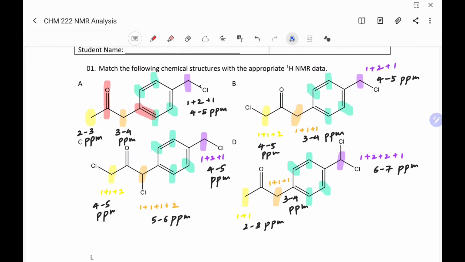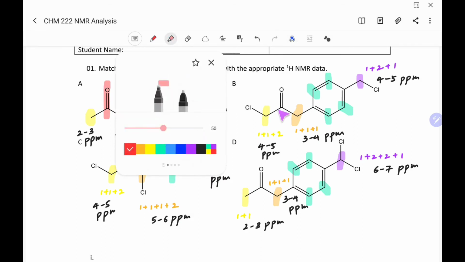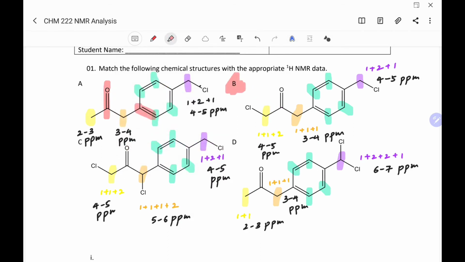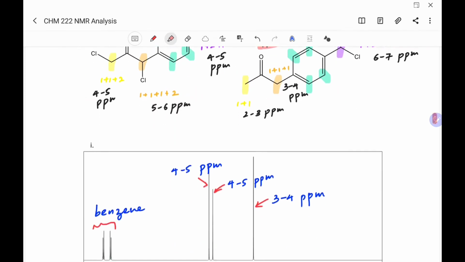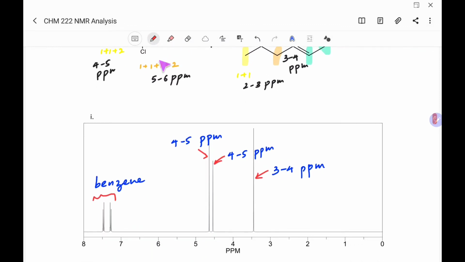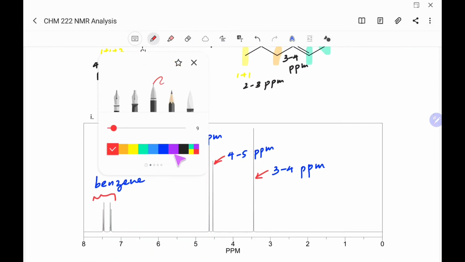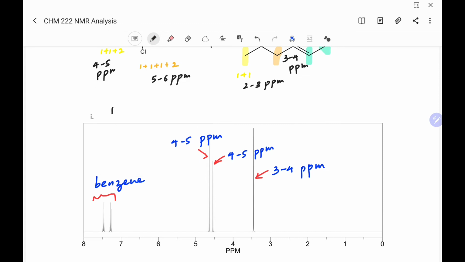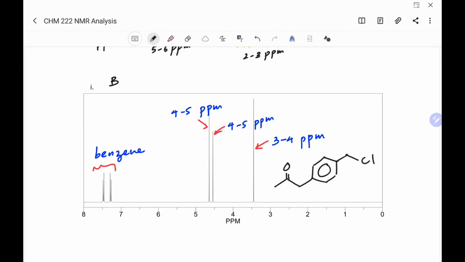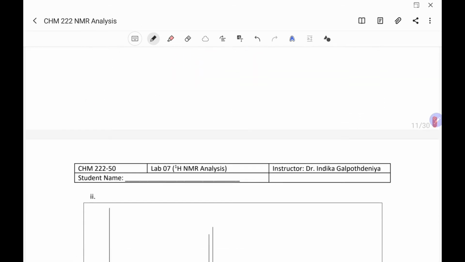All right, I think I have a match, which is this one right here, B. B has 2 4 to 5 peaks, and then 1 3 to 4 peak, and of course some benzene peaks. So this NMR looks more like B. All right, let's look at the next structure.